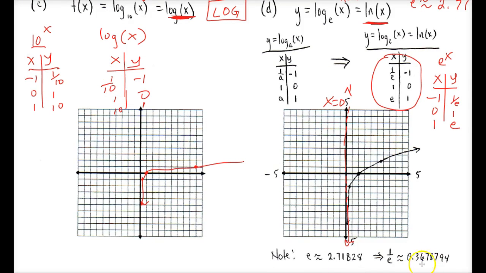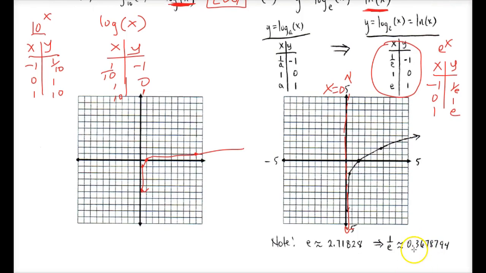And so 1 over e, yeah, I have it down here. It's actually equal to 1.367, blah, blah, blah. Okay, not 0.48.